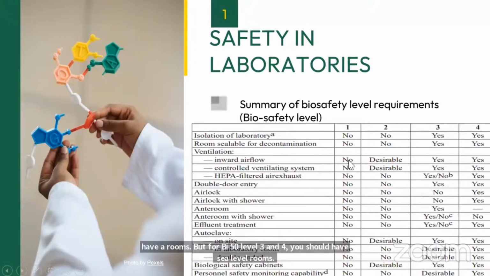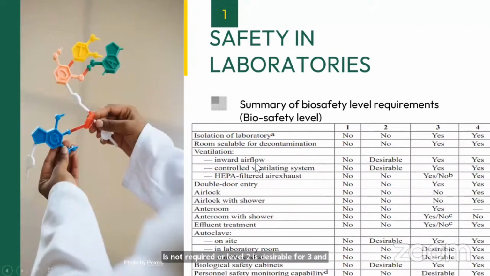Ventilation for biosafety level 1 is not required. For level 2 it is desirable. For 3 and 4, it is a must. Inward airflow is required. A controlled ventilated system is not required for level 1 and is desirable for level 2. So if it is available, it is well and good; even if it is not available, it is fine for level 2. For level 3 and level 4, yes, it is mandatory. HEPA filters are mandatory in biosafety levels 3 and 4.